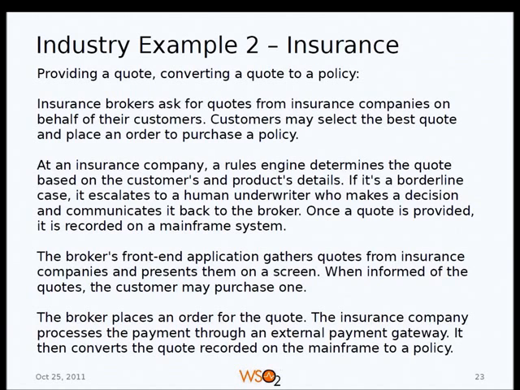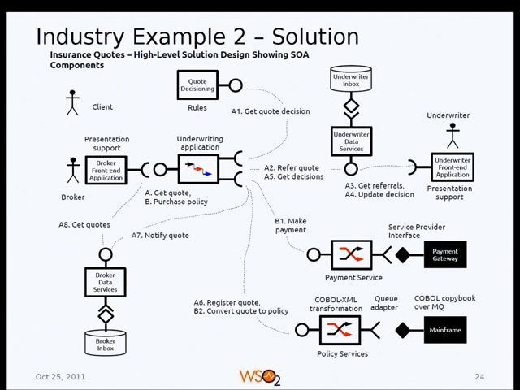And this is what it would look like. This is more complex for two reasons. One is there are two processes here. There is a get quote process and there is a purchase policy process. The other complication is that there are human beings involved with this process. Unlike in the banking example where there were all automated systems that could be directly invoked, here there are humans.